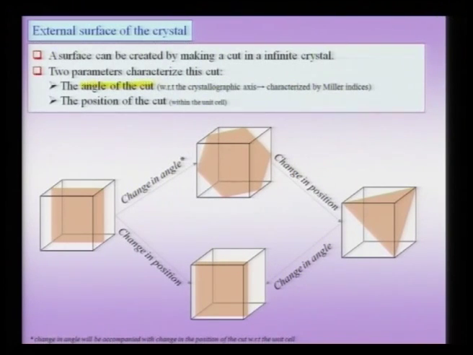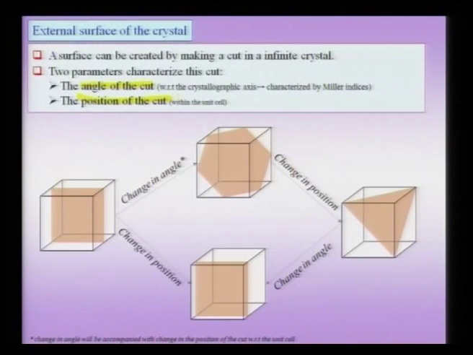And the second thing is the position of the cut within the unit cell. So, this is another thing which I need to keep in mind. Whenever I am making a cut of a crystal to create a surface, I need to characterize the cut by the angle of the cut with respect to the crystallographic axis and the position of the cut as well.